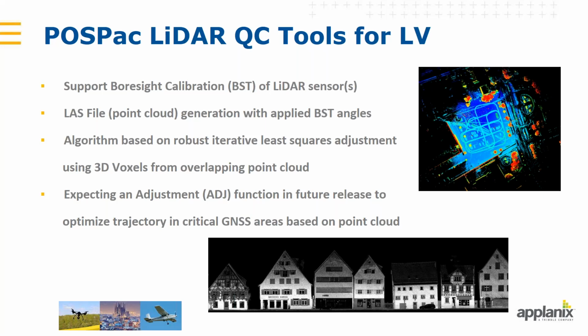What we expect in the future is an adjustment function as well. With this adjustment function, you can even correct the trajectory in, let's say, critical GNSS areas, such as multipath environments or even GNSS-denied areas, based on the LiDAR data. So the LiDAR sensor becomes like an aiding sensor to correct your trajectory. It's working like SLAM, for those of you who have heard about that before. And the LiDAR basically contributes to the trajectory optimization.